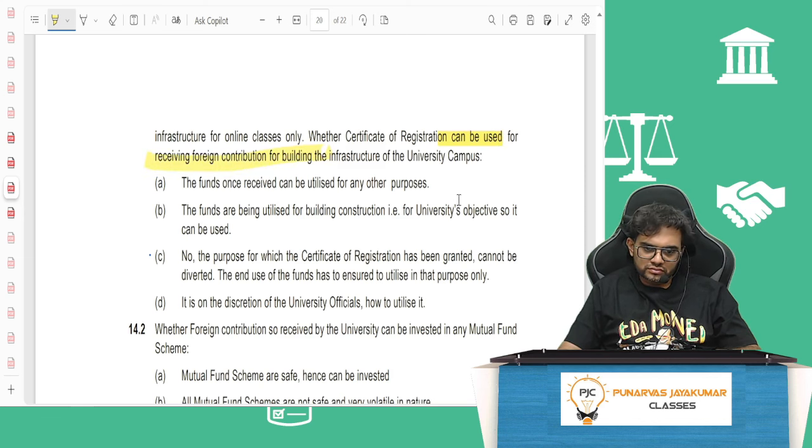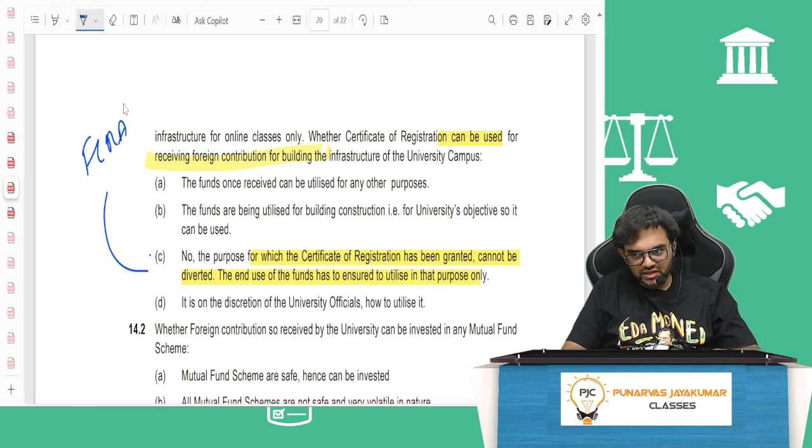No. Purpose for which certificate has to be granted cannot be diverted. If you want to accept foreign money, you have to get yourself registered under FCRA.